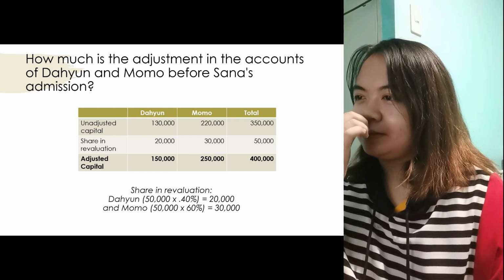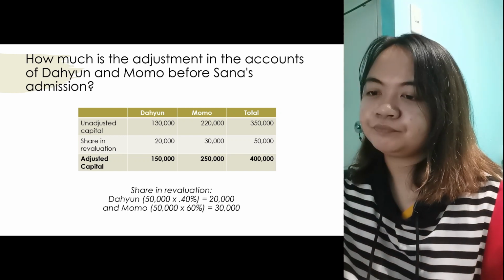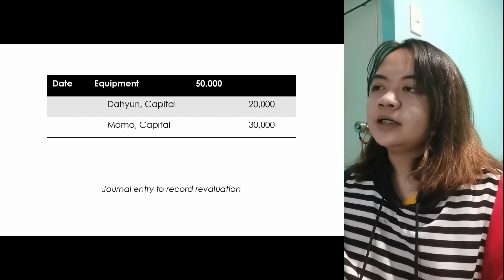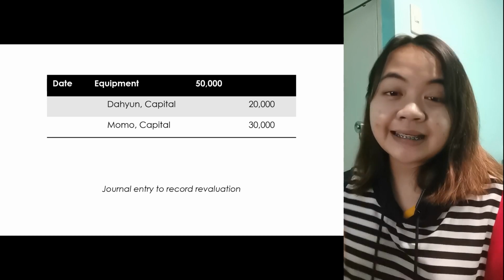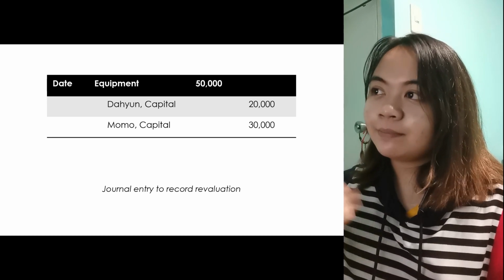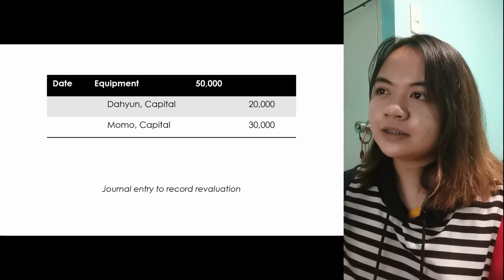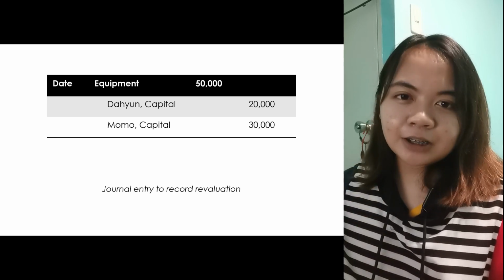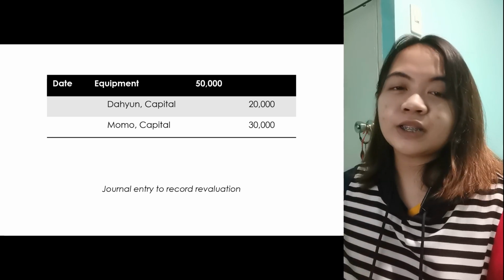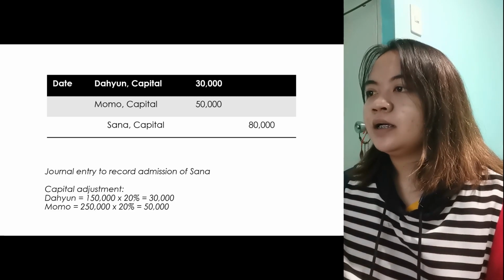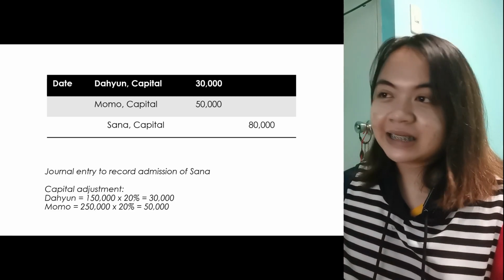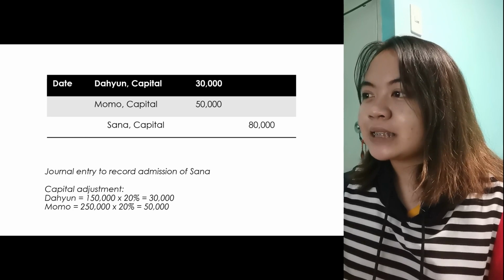Okay? So, yon. Next. How do you record? So, first, you record the equipment. Nag-increase ang value niya. So, debit equipment, 50,000. And, nag-increase yung capital balances ni Dayon at ni Momo, 20,000 and 30,000. Okay? Next. Let's record the admission of Sana. So, how do you do this?